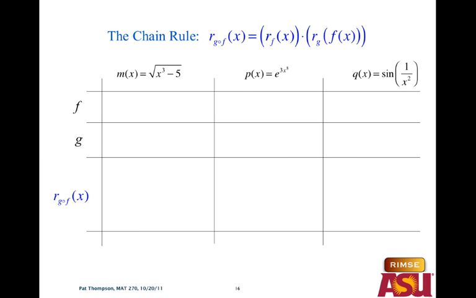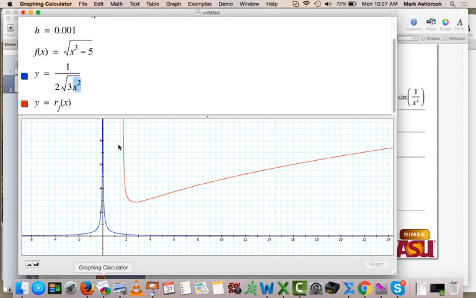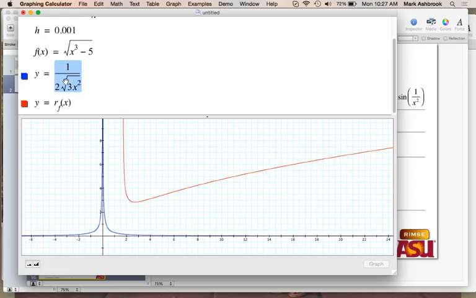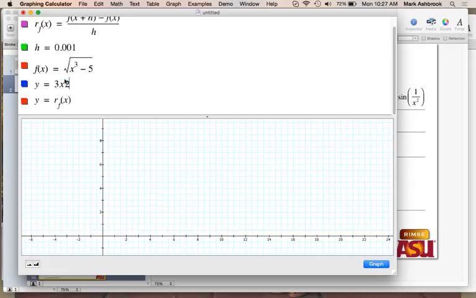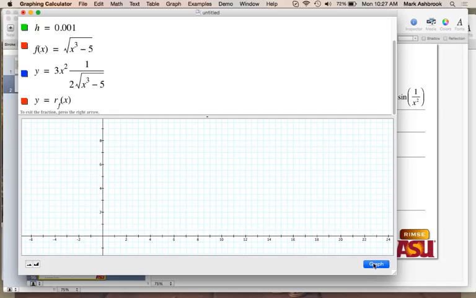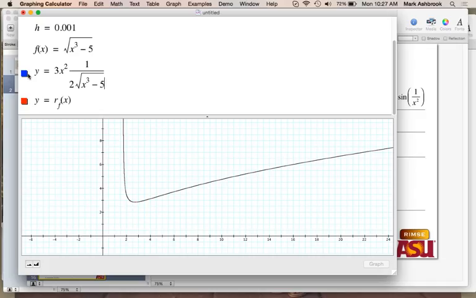All right, let's check our trusted form here. So we'll go back to GC. And now we're going to try what we just found, which was 3x squared times 1 divided by square root of, and we want indigo, right? Indigo, here we go. So there's just the trusted form. There's both, and there's just the algebraic form. They're the same.